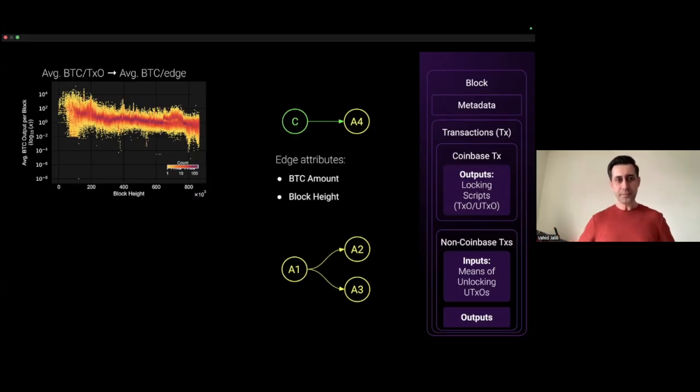Okay. Each edge has multiple attributes, but two of the most important attributes of the edges are how much BTC, or Bitcoin, is transferred, and also the block height. This plot shows the average BTC output in each transaction in the block. And we could see in the early days of Bitcoin, on average, the output scripts had hundreds of Bitcoins transferred.